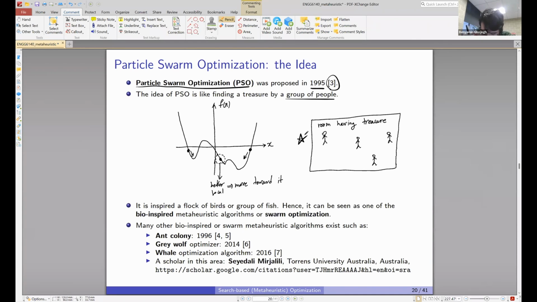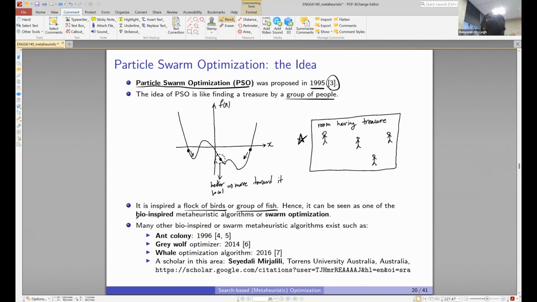Okay, and PSO was inspired by a flock of birds or a group of fish. So a herd of some animals or birds, because you can see these people that, for example, we were looking for the treasure. You can see these people as the animals or the particles searching for something, and that's why it's called particle swarm optimization. First off, it's a swarm or a herd or a group of particles. Second off, there are some particles which want to find something good. That's why it's called particle swarm optimization.